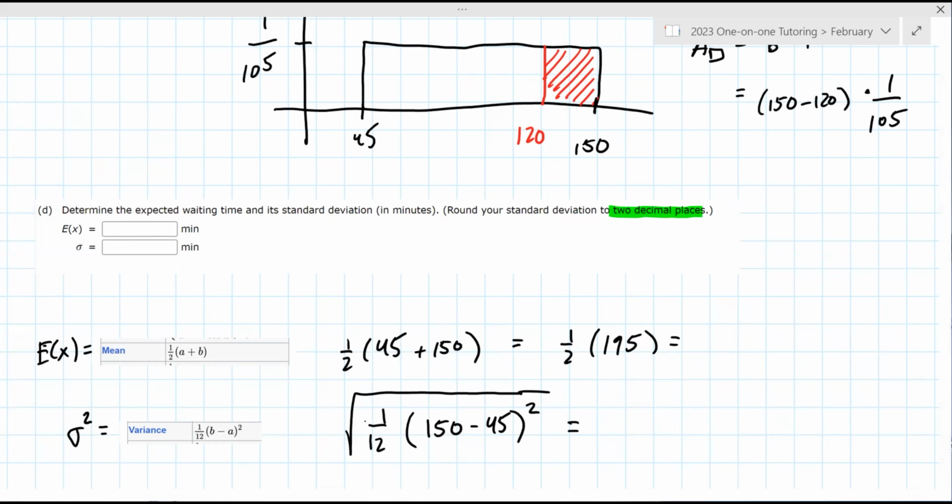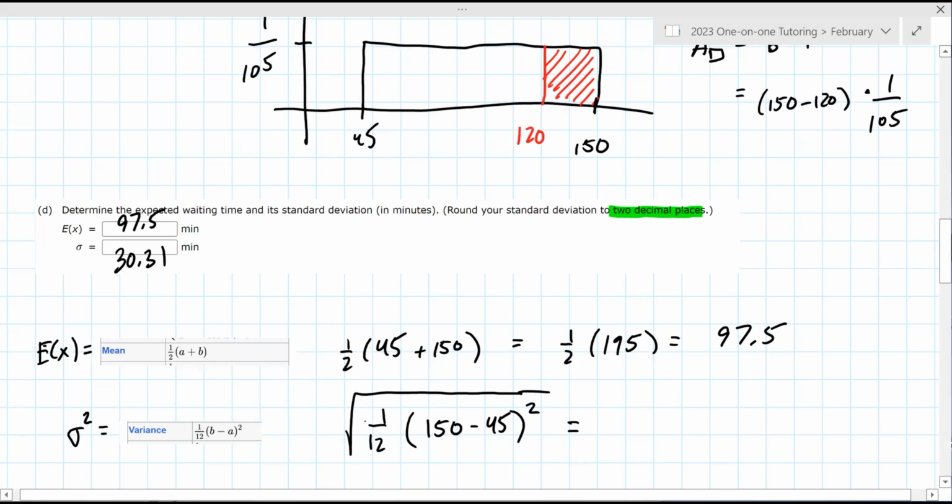Good. Glad you entered those because it would be very frustrating later on to find out that they were wrong. So we got 97.5 here. Again, please check these as well. And then the last one here, square root of 105, is 30.31. Go ahead and give those a try. Hopefully that satisfies. Yep, those are all right.